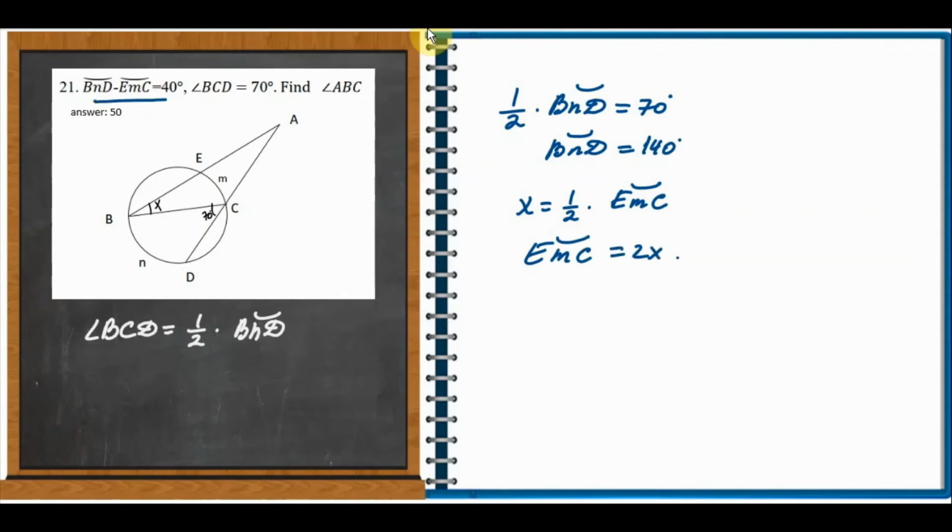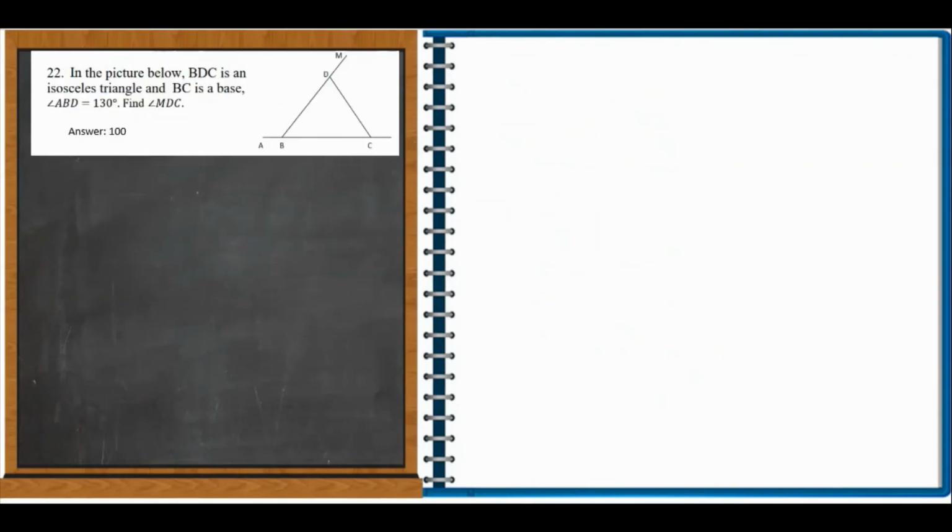Now, according to this difference, we can write BND is, what is BND? It's 140, subtract EMC, it's 2X, equals 40. Now, it's easy to solve this equation since it's a one variable linear equation. So 2X is going to be 100, X is going to be 50. That's the correct answer.